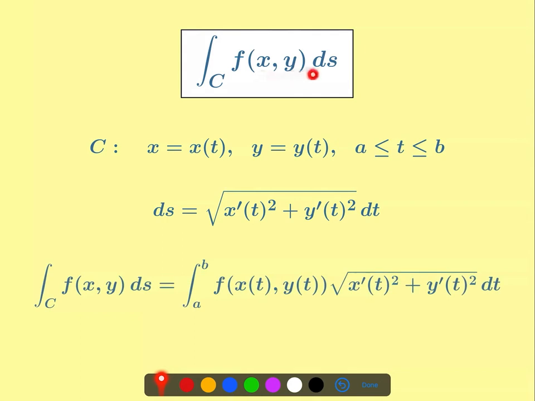So we can rewrite this integral then just by simply replacing x and y with what they're equal to in terms of their parametric equations. So x of t and y of t, and the ds in terms of what it's equal to in terms of t. Then we just have an integral in terms of t, where t is going from a to b. And that's how we would calculate this. Once we put everything in terms of t, we just do the integral.